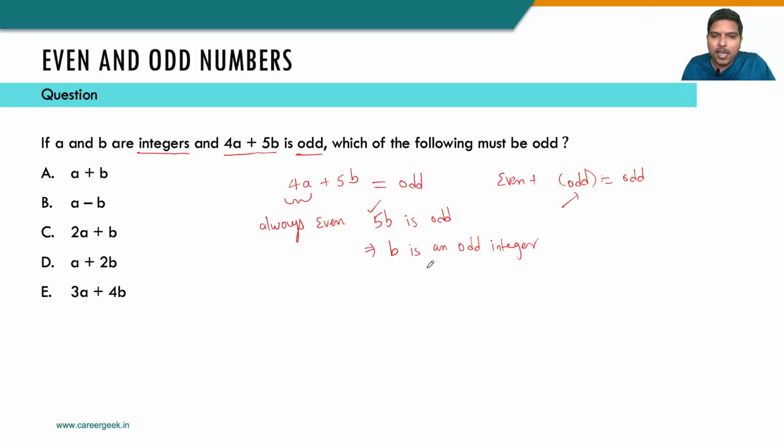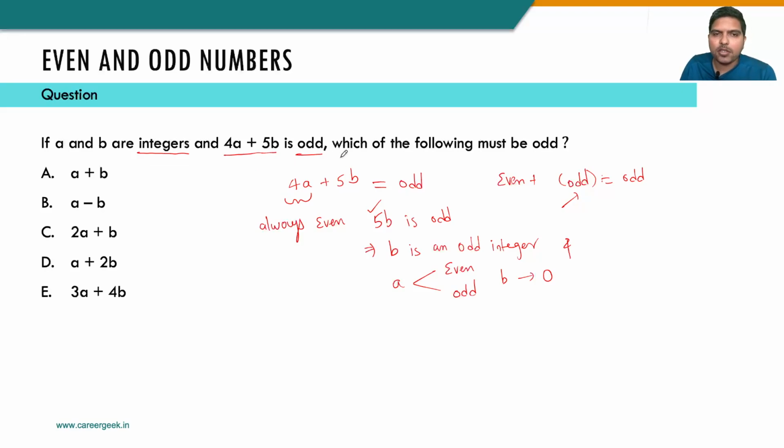Now what about a? We know that 4a is always even. Now does a have to be even or odd? A can be anything, right? Irrespective of a being odd or even, 4a is always even, so there is no condition on a. So a can be even or odd, and b has to be odd only. So this is what we understand from the question.